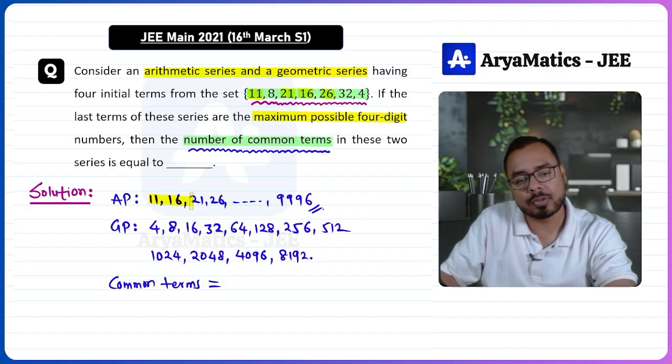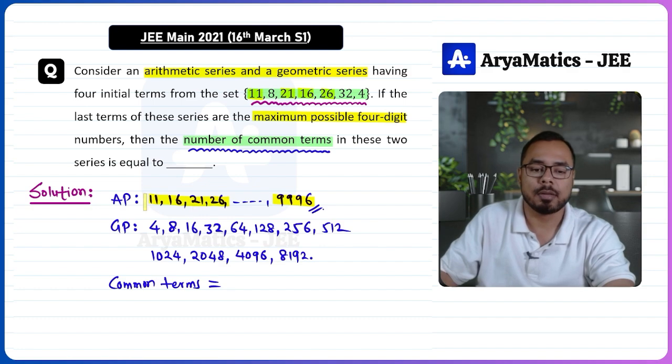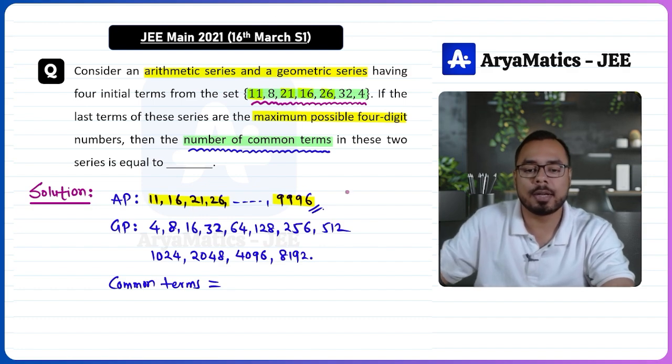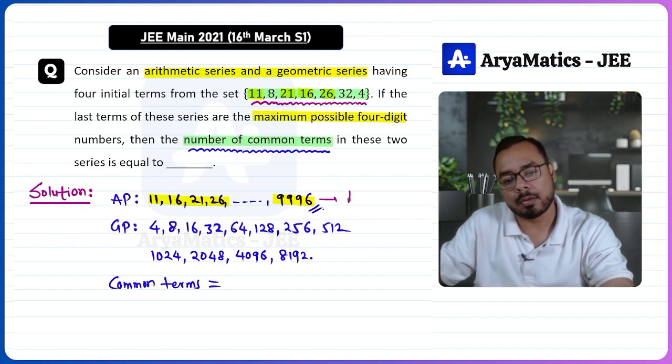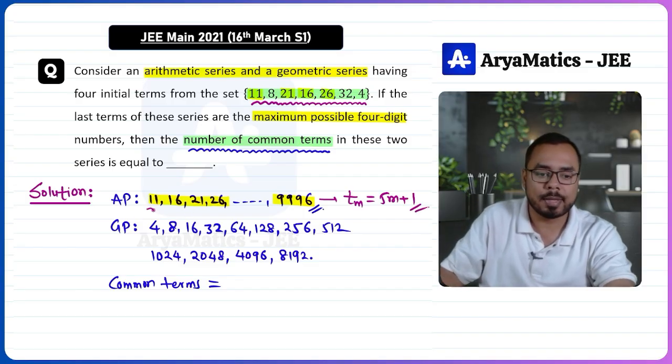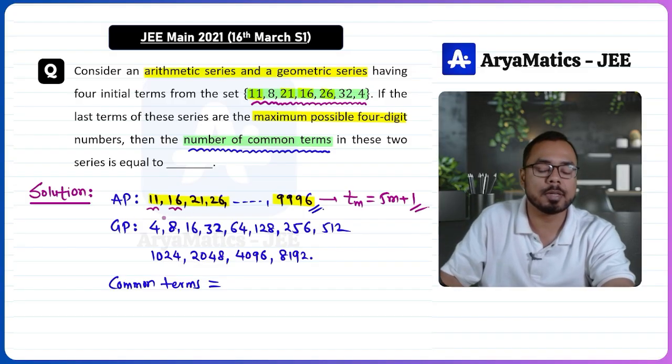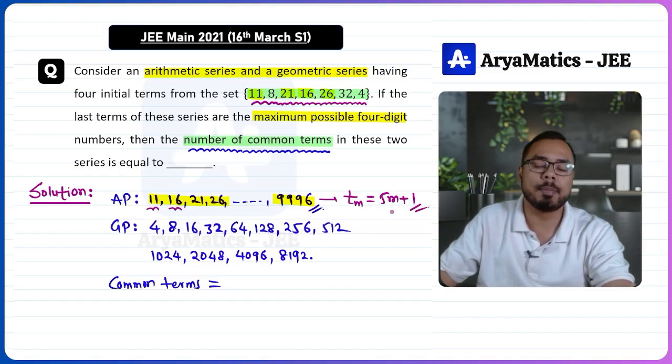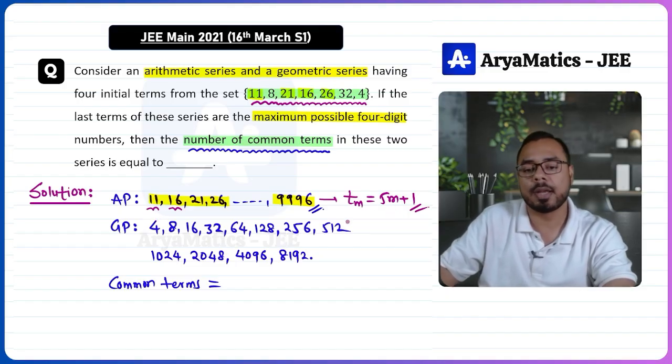We have all the numbers whose unit digit is either 1 or 6, right? Here, if you want to write the general term, you can write it as a multiple of 5 plus 1. You have all the numbers of this form, right? 11 is 10 plus 1, 16 is 15 plus 1, and so on. So we have multiples of 5 plus 1, right?